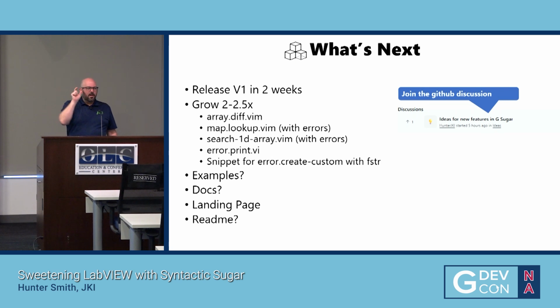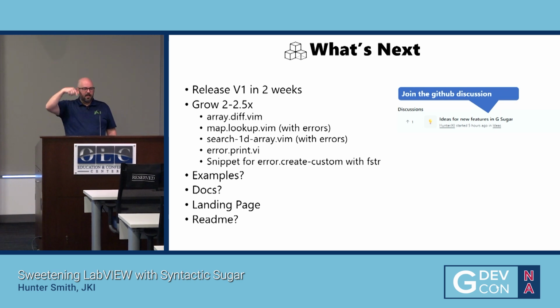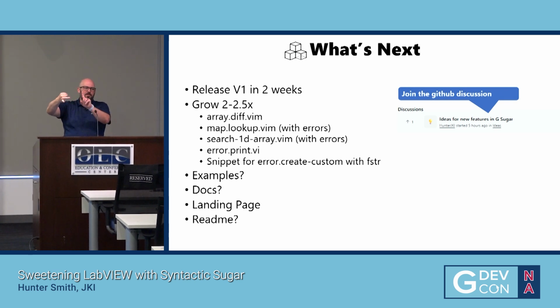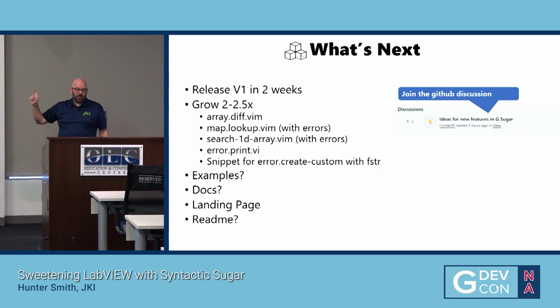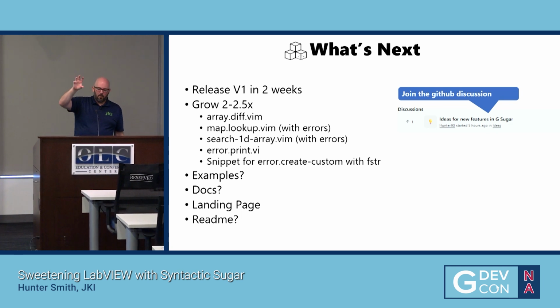Error.print: if you want to just get a text representation of an error, you can use the dialog function and choose the no dialog option, but that's not supported in RT, and it doesn't give options. So I have a VI where you can get an error, and you can say, do you want the call chain, the message, the code, and you'll get out a nice little string. And then Tom had suggested error.createCustom, and I had a snippet that drops with a format to string included.